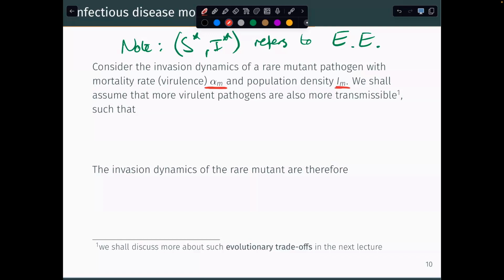Moreover, we're going to assume that more virulent pathogens are also more transmissible. What this means then is we're going to set our transmission rate beta to actually be a function of alpha. And because we're assuming that more virulent pathogens are also more transmissible, this means that beta prime of alpha is going to be positive.